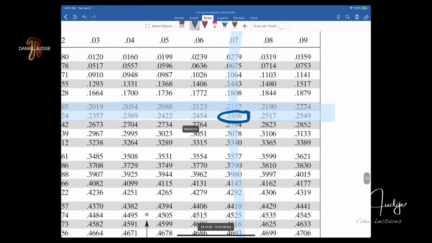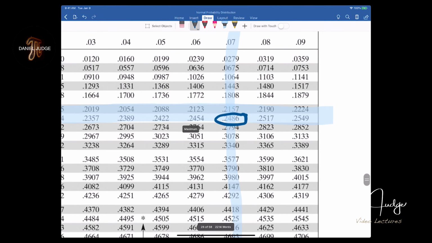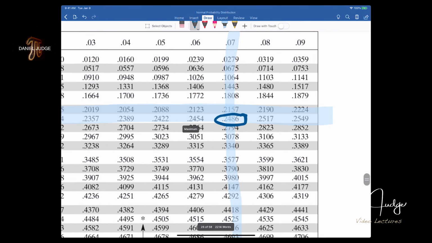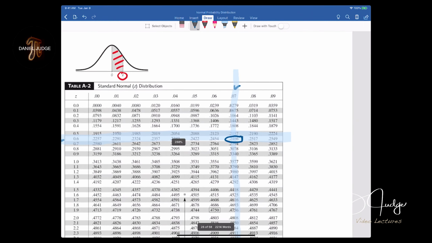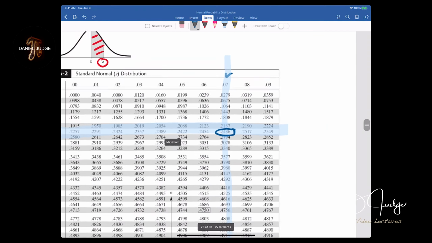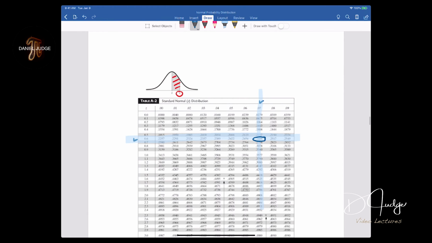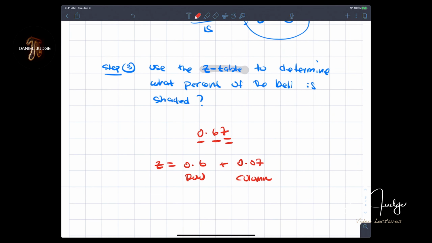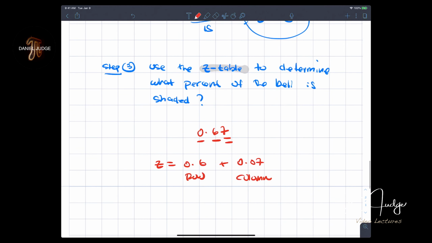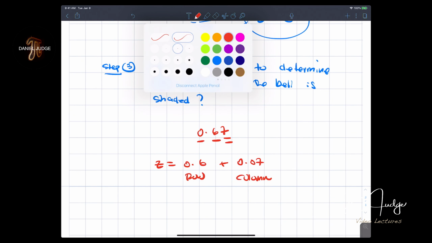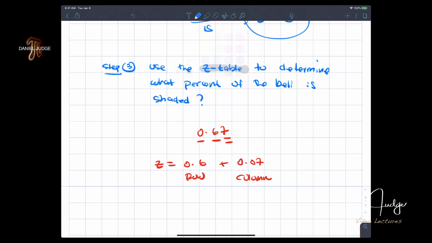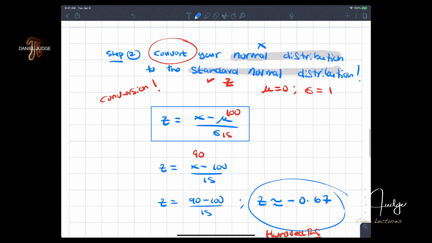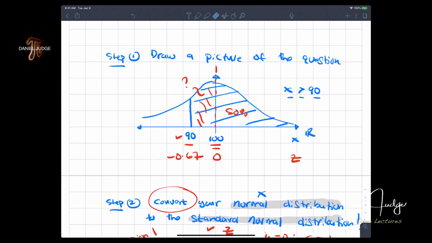So if you can see that, ladies and gentlemen, you know what that looks like to me? 0.2486. It's in the 0.6 row, 0.07 column. Now, that value, 0.2486, I'm going to write it down. That's a probability. We're using that idea of symmetry like we talked about yesterday. 0.2486 means this is 24.86%.